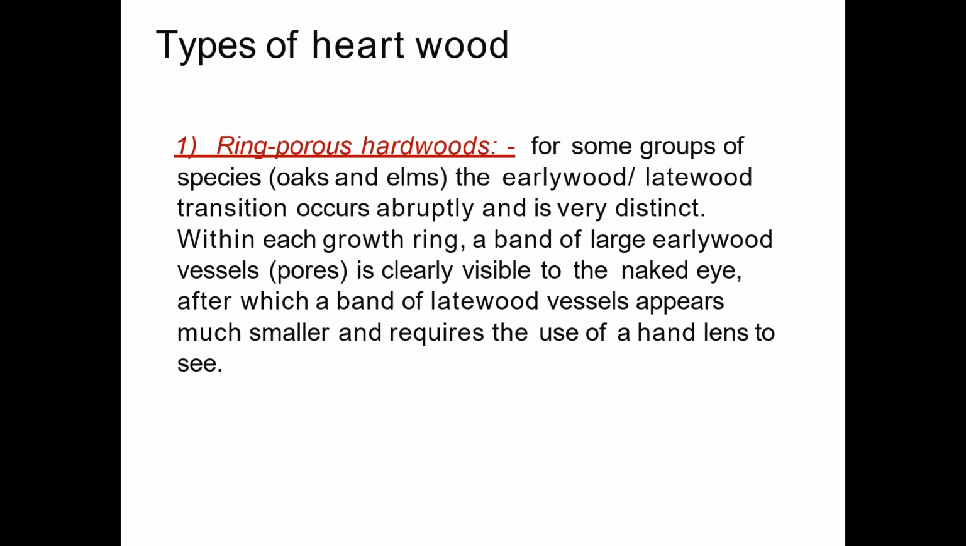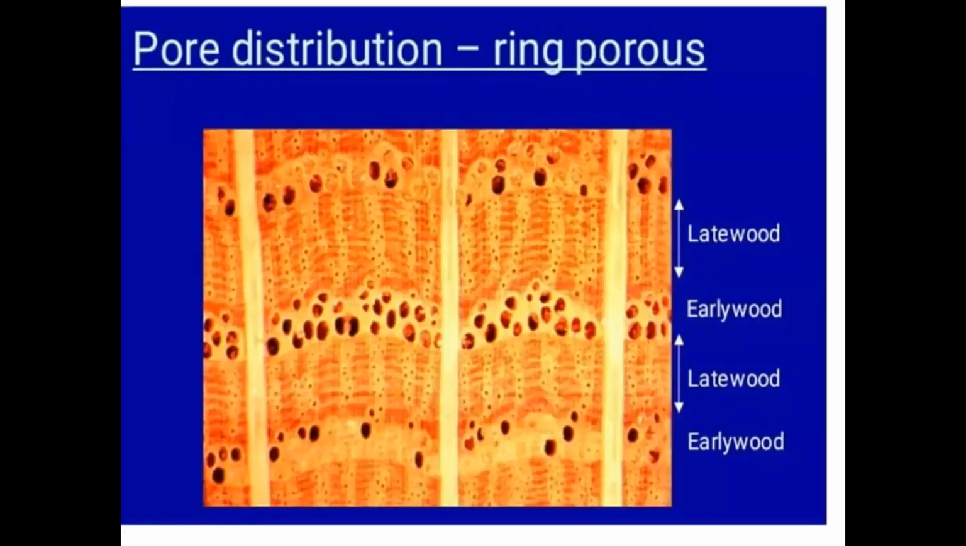So, based on the arrangement of these vessels, it is ring porous. Here, a band of large early wood vessels is clearly visible to the naked eye, after which comes a band of late wood vessels, which appear much smaller and require the use of a hand lens to see. Here the vessels are arranged in a ring-like manner, so it is called ring porous.